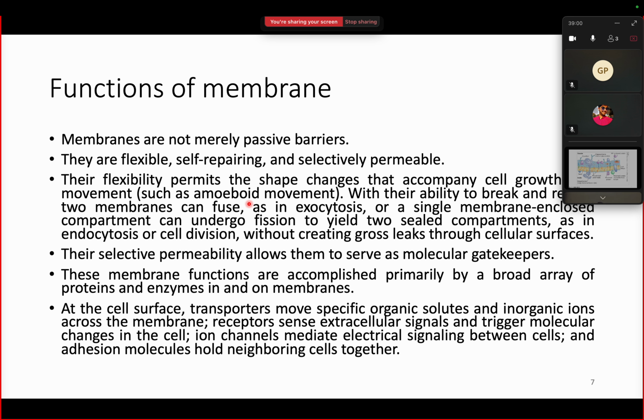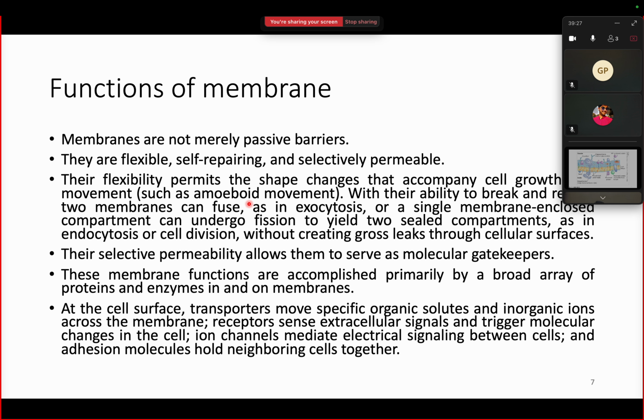Then their selective permeability allows them to serve as molecular gatekeepers, right? And it's a very important property, because through this property only the cell assures its survival, whether it needs something from outside or whether it needs something to be ejected outside the cell. Everything is regulated by this property of a membrane, which is selectively permeable.